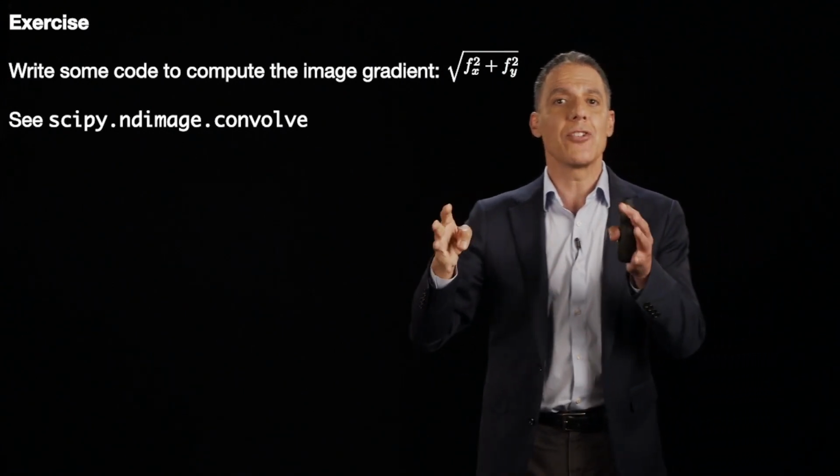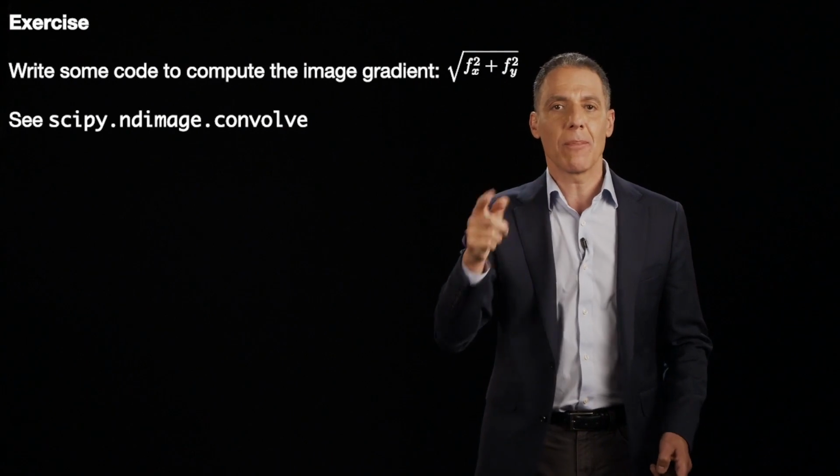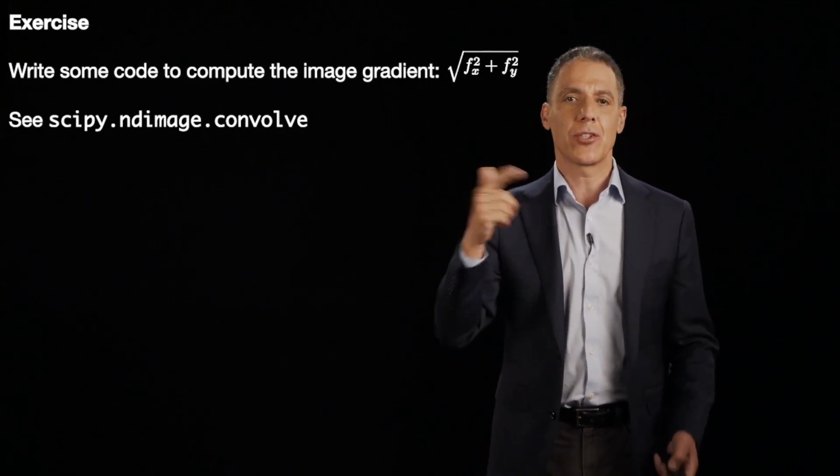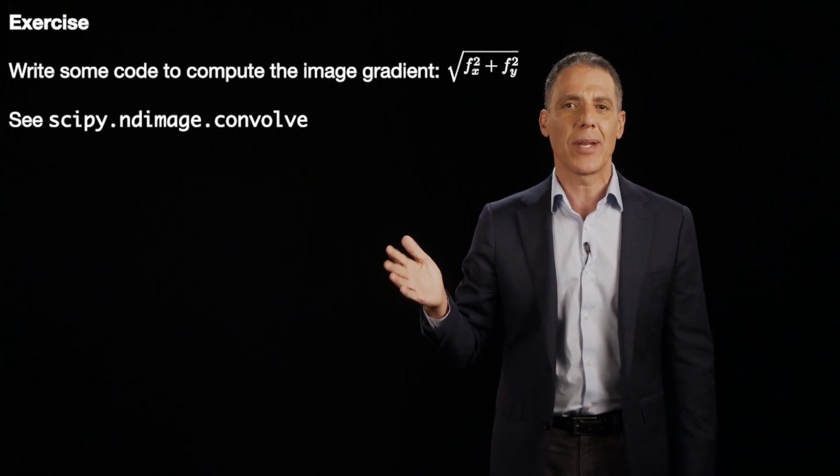You're going to have two images now. You're going to square all their values, sum them up, and then take the square root and show me that gradient. In fact, show me all three of the images to make sure nothing went haywire.